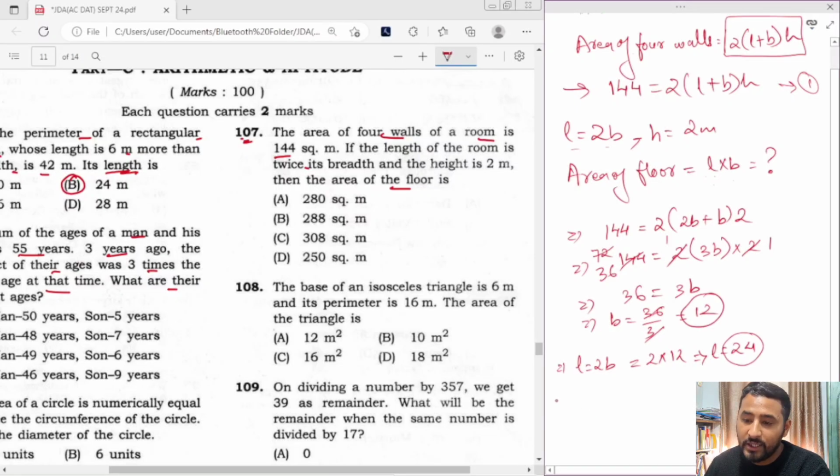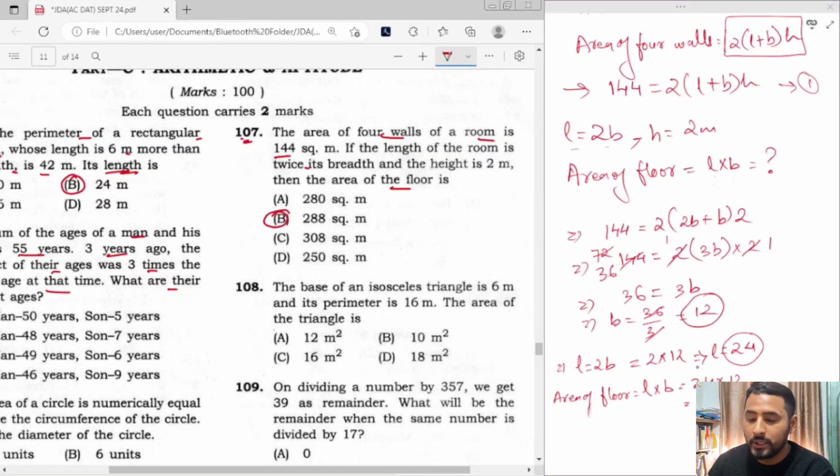Use this to find the area of the floor. What we need to do? Area of floor is length into breadth. I told you length into breadth, right? So put in this one. Our length is 24. Our breadth is 12. When you multiply this, you should get the answer as 288. 288 square meter. I hope this is clear. Let's go to the next question.